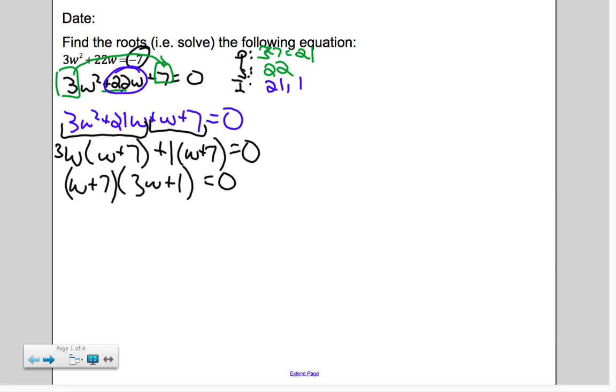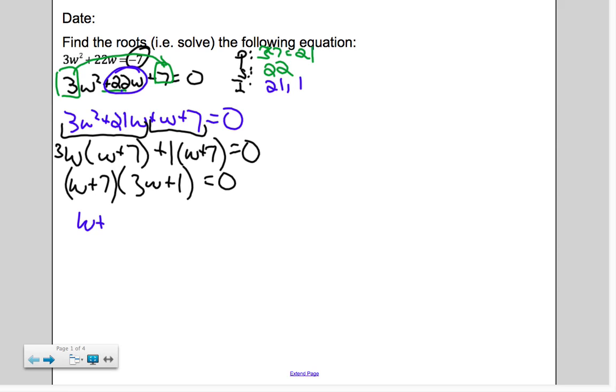So we may be tempted to leave this factored. I did the hard part. No, answer the question. We want those roots, those values of x, or in this case, values of w, that make it equal to 0. So we have to go off and solve these two equations.